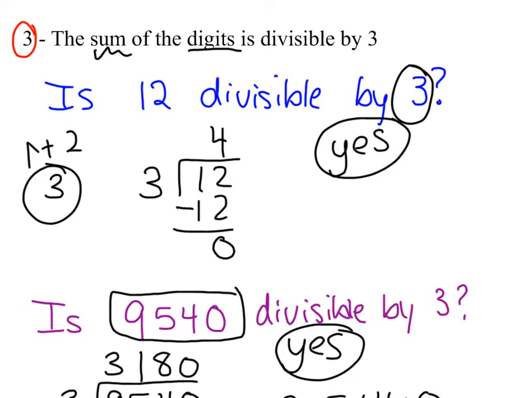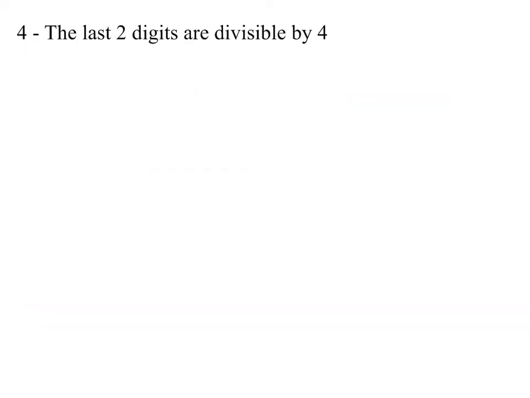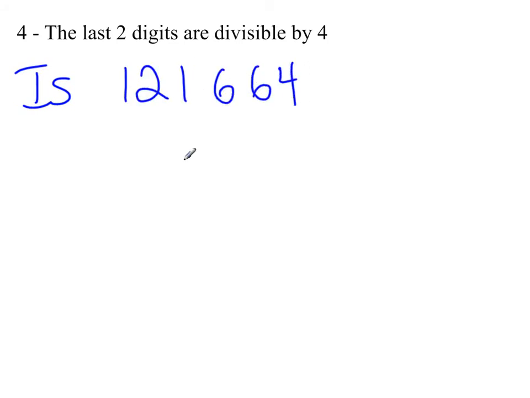Now we're going to head into 4. In order for something to be divisible by 4, the last 2 digits must be divisible by 4. So let's say, for example, we're asked, I don't know, let's give ourselves a crazy number, is 121,664 divisible by 4?